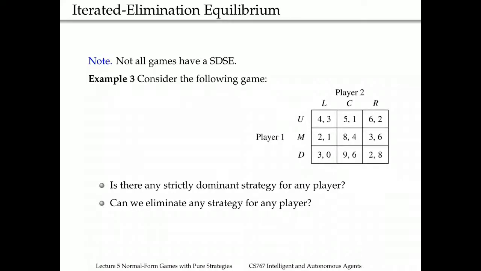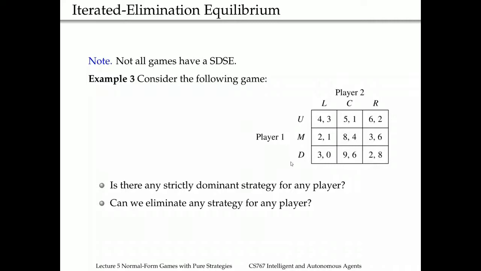So you still cannot predict the outcome of this game, but we would still like to make some prediction. Right? So consider this game. Even though there is no strict dominant strategy for any player, there are indeed strategies that are dominated.